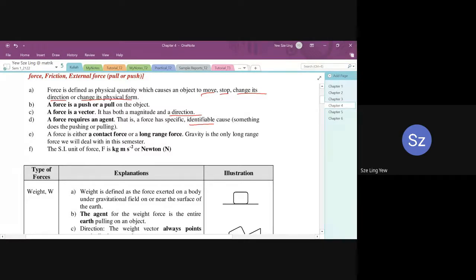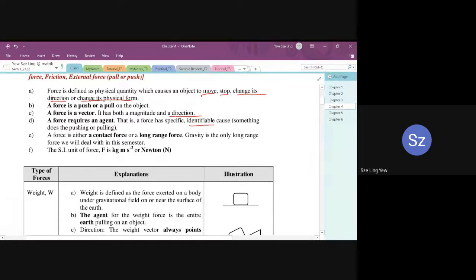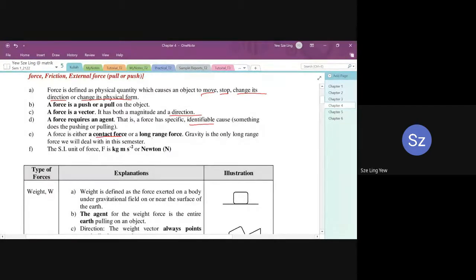So a force is either a contact force, where two objects are in contact, touching each other, or a long range force. For long range force, we refer to gravitational force. Gravitational force is chapter 7, we'll look at it soon. Another long range force would be electric force. You have two charges that are far apart, and they experience an attractive or repulsive force between them. So that is what we call long range force, no touching.